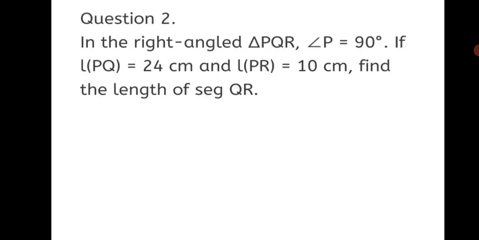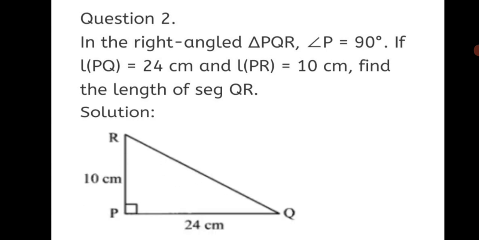Fourth, now we have question number 2. In the right angle triangle, triangle PQR, angle P is given as 90 degree. If length PQ is equal to 24 centimeter and length PR is equal to 10 centimeter, find the length of QR. Now we need to draw a rough figure and find out which is the hypotenuse, and then we can use the Pythagoras theorem to find the length of QR. So let's see the figure here.